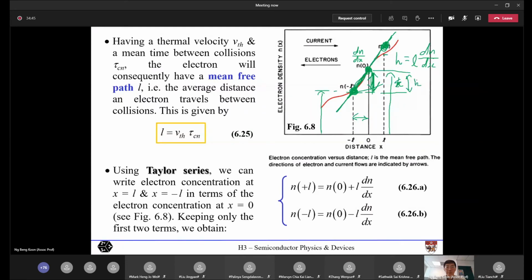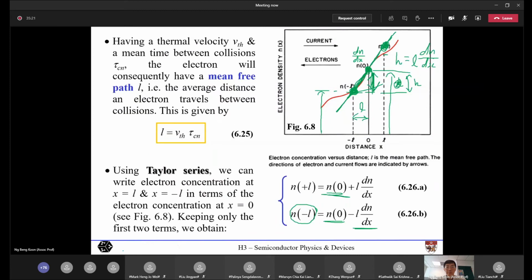Okay, the h is the difference between x equals 0 and x equals minus L, right? So this h here can be estimated from the product of the L, this horizontal distance here, with the gradient at x equals 0. So if we do n0 minus L dn/dx, then that gives us an estimate to n of minus L.